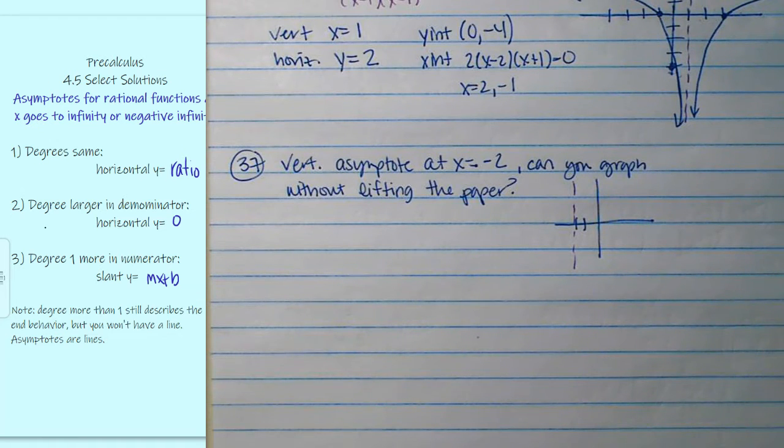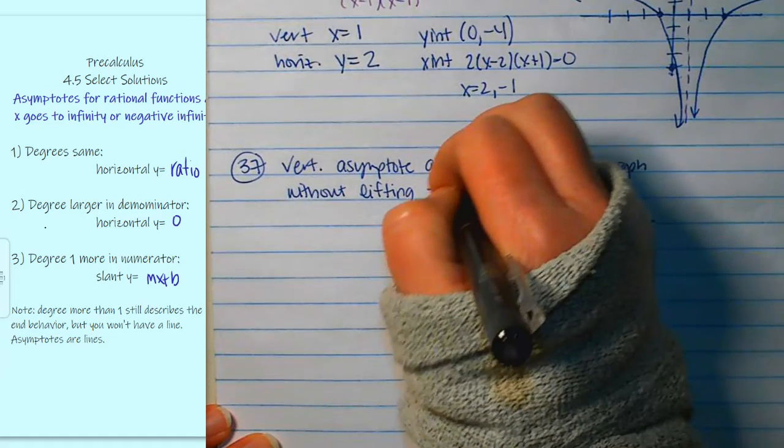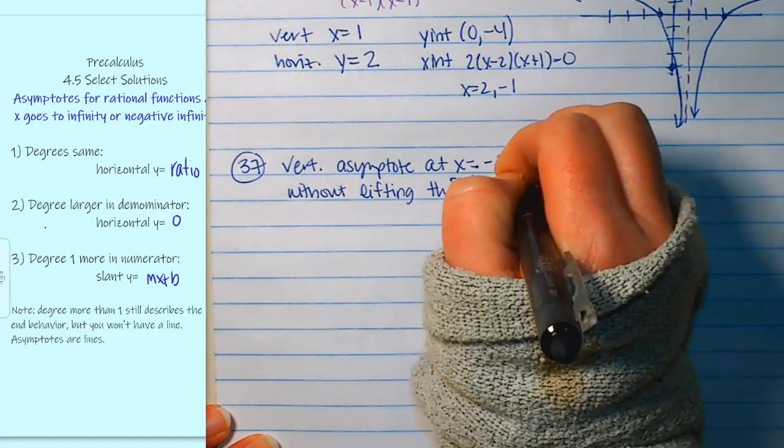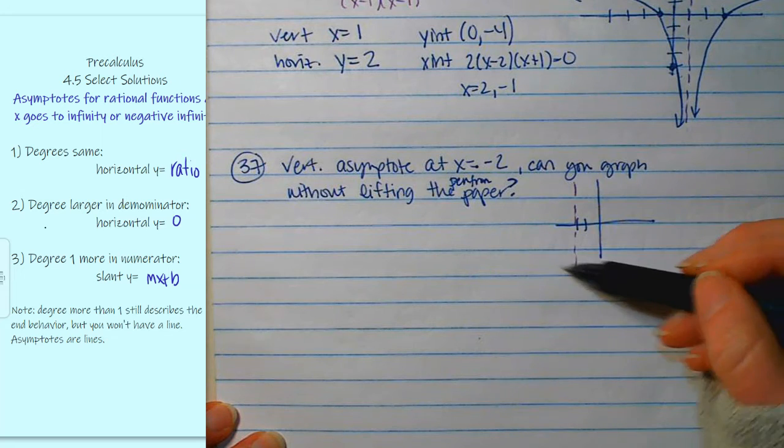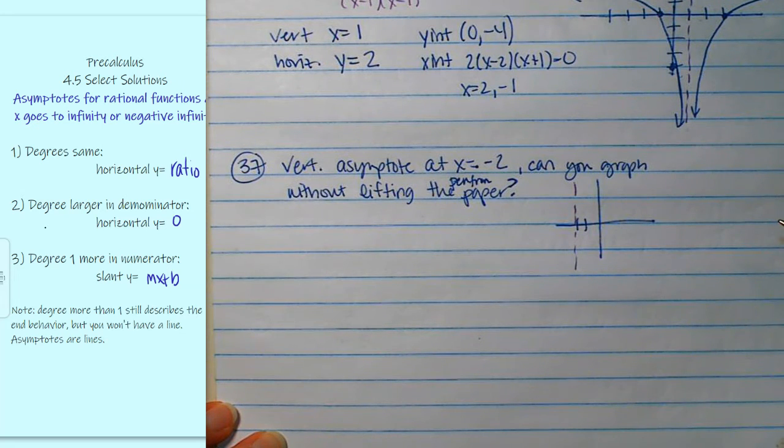So 37 is a thinking question. They say, okay, you've got a vertical asymptote at x equals negative 2. Can you graph it without lifting your pen from the paper? And I mean, I guess you could fold the paper across this and just connect it over the fold if you were going to just be, you know, crazy about trying to get around the question.